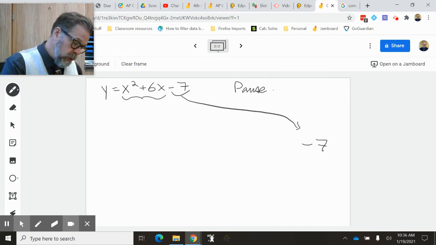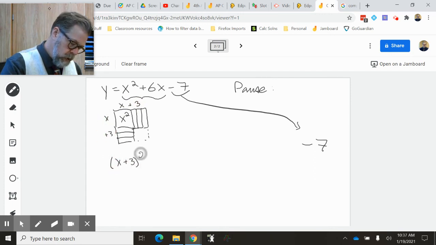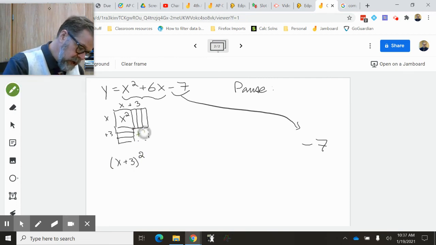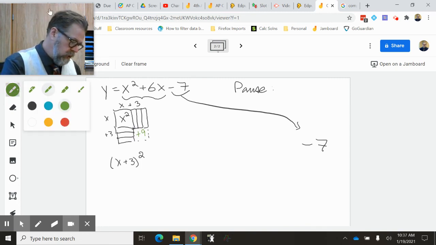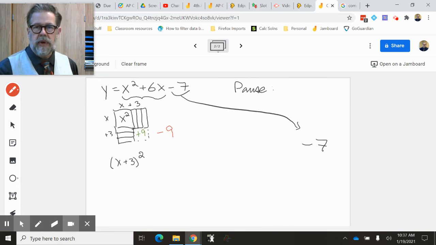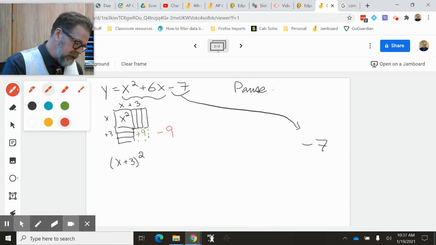And I'm going to make a square out of the x squared plus 6x. By the way, as you get better at this, you don't have to always draw the squares, but to begin with, sometimes it's helpful to visualize. So what have I got here? I've got a square that is x plus 3 by x plus 3. In order to make it a square, I had to add 9 unit tiles. But because I added 9 unit tiles, I have to subtract 9 unit tiles to keep it in balance.